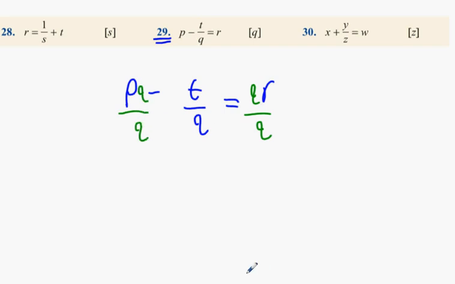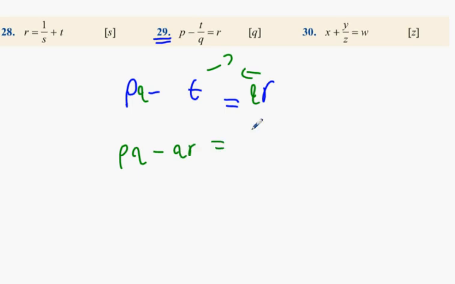Everybody happy with that? Now, we've got to get what letter on its own? But there's 2 of them. So, here's what we're going to do. Anything that has a q belonging to it goes to the left. Anything without a q goes to the right. PQ minus QR equals T.